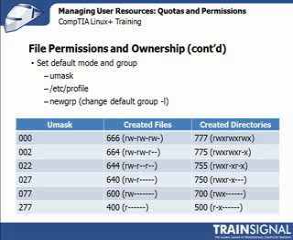022 is 644 for files, and that represents read and write for owner, and then we have read for group and read for world. 755 for directories represents read, write, and execute for owner, and read and execute for group and world.